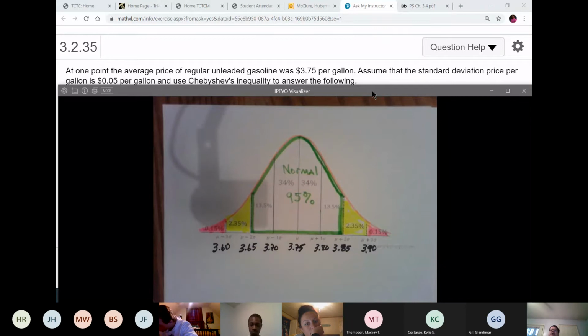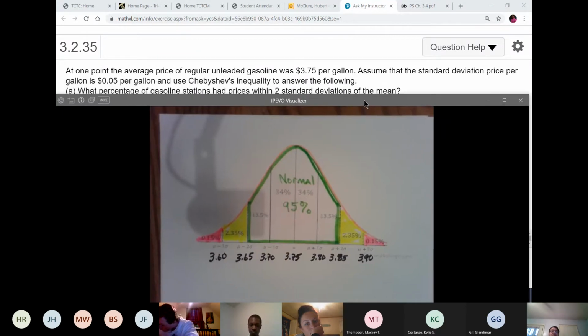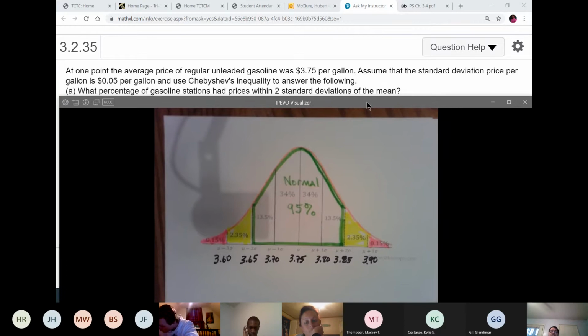So anyway, there you go. That's the empirical rule. So let's ask the first question. What percentage of gasoline stations has prices within 2 standard deviations? Well, in the empirical rule, it's 95%. Here's 1 standard deviation. There's 2 standard deviations. Here's 1 standard deviation. Here's 2 standard deviations. That's both ways. It's 2 standard deviations to the left, 2 standard deviations to the right, or vice versa. Okay? So that's why it's 95%.